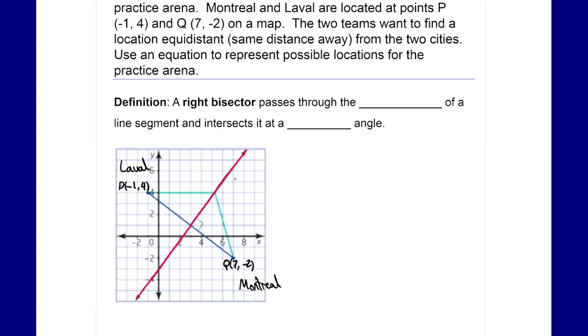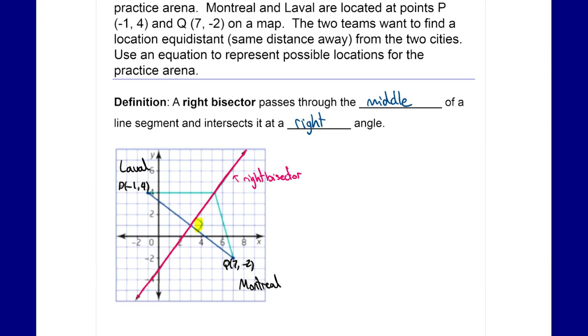And this right here is called a right bisector. A right bisector, by definition, passes through the middle. So you can probably see what we're going to have to find. The middle of a line segment, and it intersects at a right angle, because we see this right angle here. So it intersects at a right angle and it goes through the midpoint.